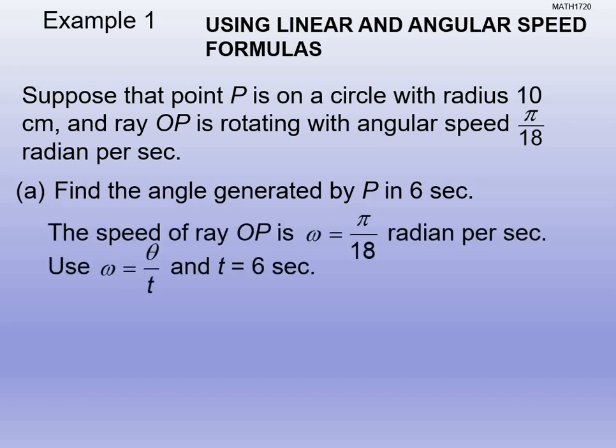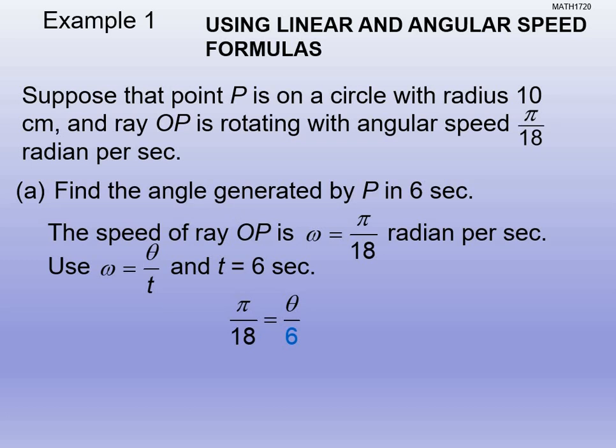Right now we know that omega is theta over t. That's given. We know what t is and we know what omega is, so we substitute those values in to solve for theta. When we do that, omega, pi over 18, is equal to theta over t, which is 6. So we get pi over 18 equals theta over 6.